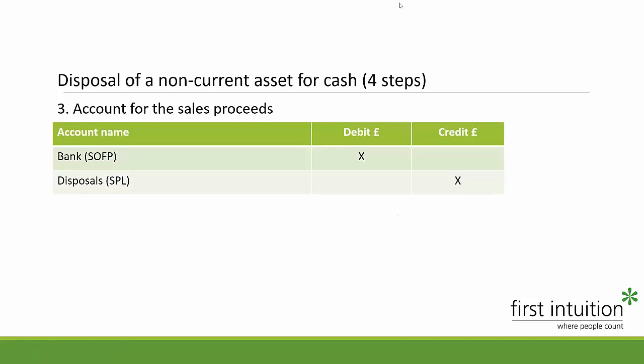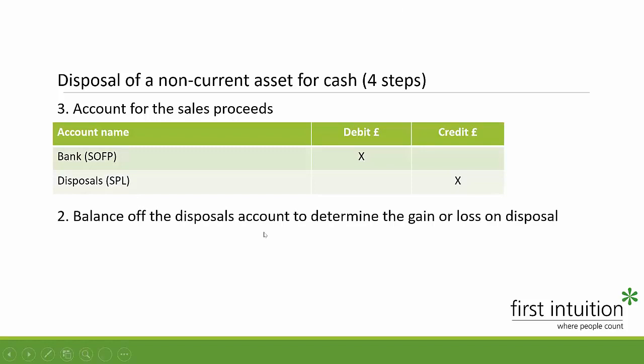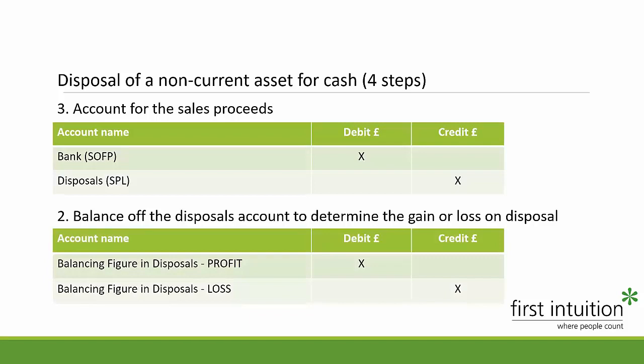And then for the final one, we're going to balance off the disposals account to determine the gain or loss on disposal. Now, again, this is quite tricky for some people when you first look at it. It's just practice and repetition. The more you do this, the more comfortable you'll get. So what we're looking at here is the balancing figure. So I need to point that out quite quickly to you guys.